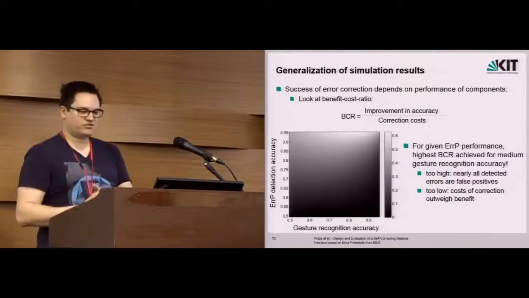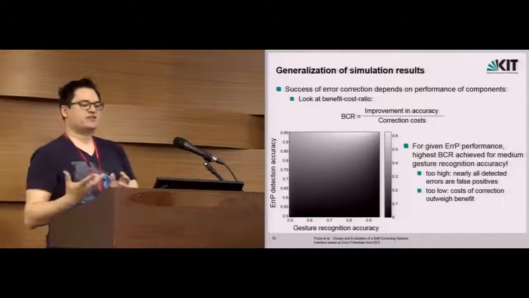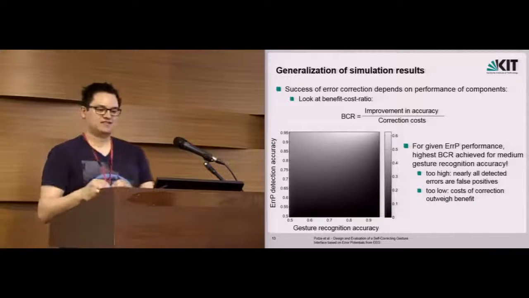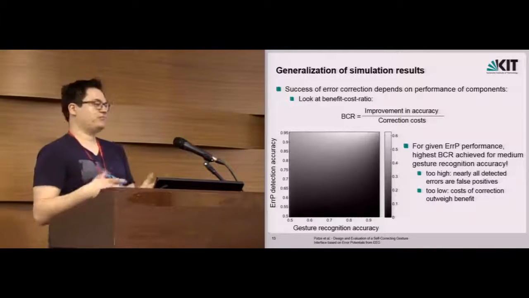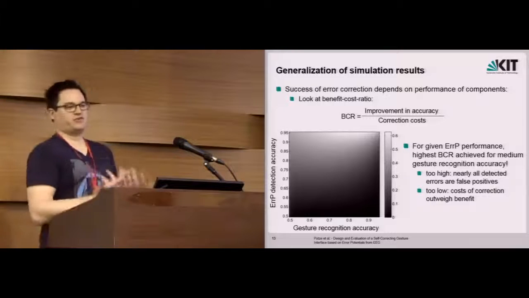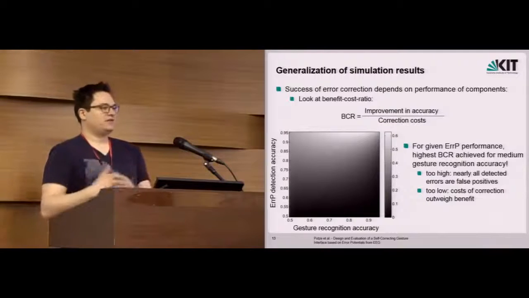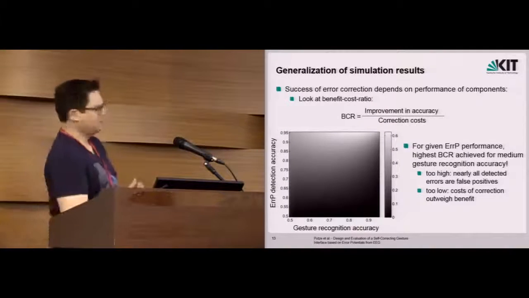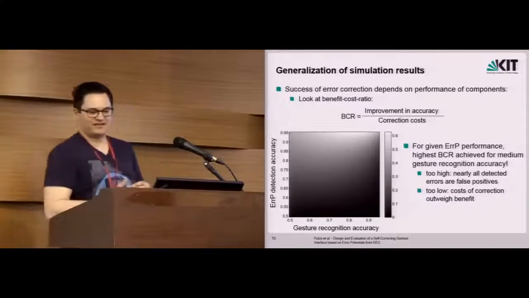When generalizing those results, you observe that the success of the error correction depends on the performance of its components. So to quantify this effect, we looked at the benefit-cost ratio, which is the improvement in accuracy of a correction strategy compared to the baseline in ratio to the correction costs it implies. And the result of that you can hopefully somewhat see in that figure.